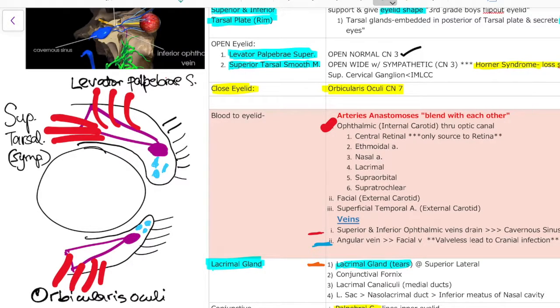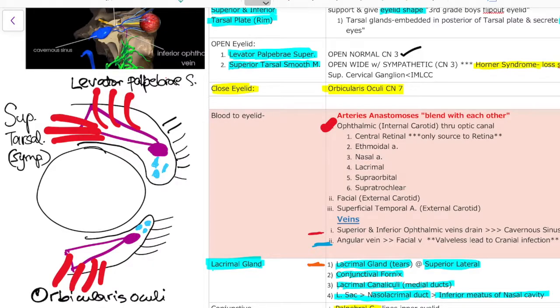Next, if we talk about the lacrimal gland right here, we said the lacrimal gland is where the tears are produced, more superior lateral position of the eye. It moves through the conjunctival fornix or across the eyelid, across the eye itself, into the lacrimal canaliculi, and then into a sac via the nasolacrimal duct. We'll get into the nasal cavity.